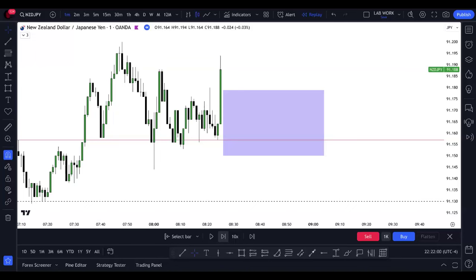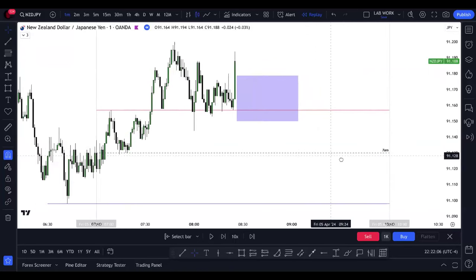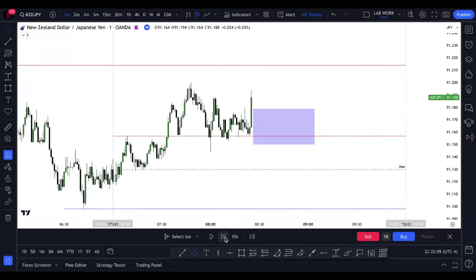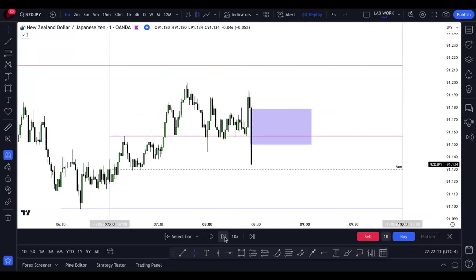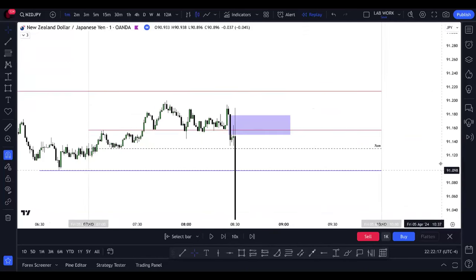Yes, it's valid, bro. People ask the same question over and over again. I don't want to hear that question again, bro. It's valid. Swing here. There it is. There goes the entry. Goes short. Definitely no drawdown too on this one.